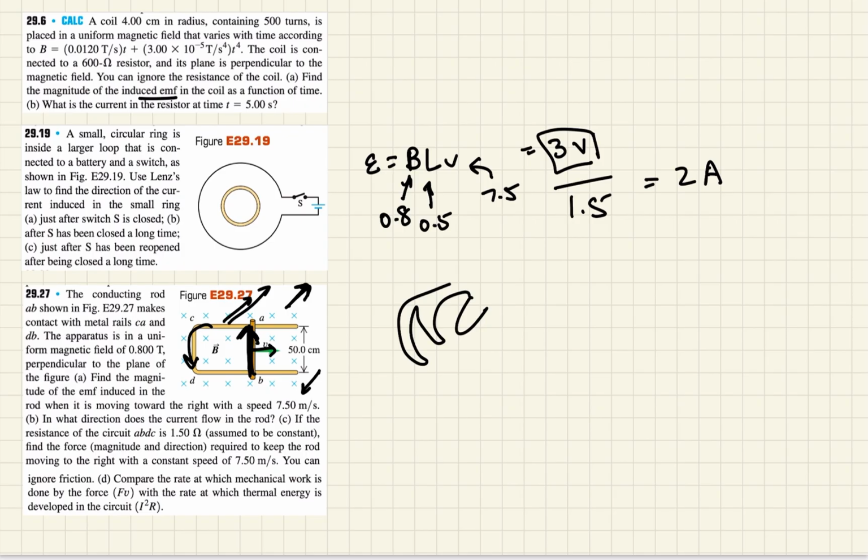Sorry, no, you don't calculate the current. It's find the force. So yeah, okay, there's more to this problem than what I originally thought. Find the force required to keep the rod moving to the right with a constant speed. So that's basically saying, what is the force on the rod in the opposite direction?